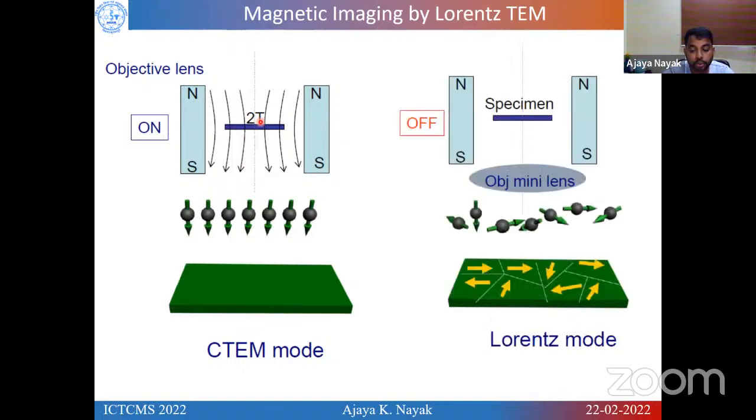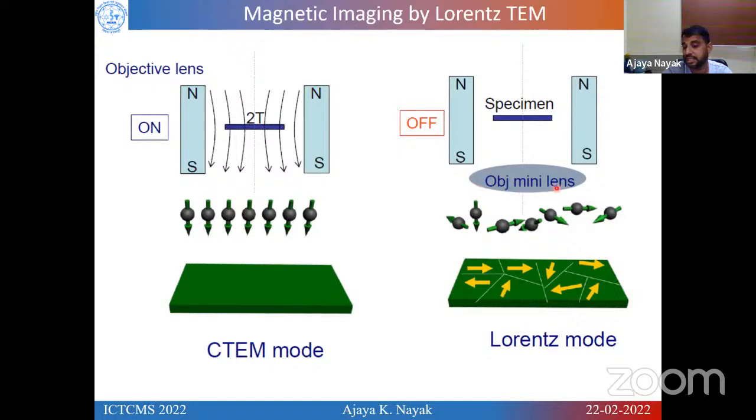So in the case of this skyrmion measurement, we have to switch off the objective lens. But if we switch off the objective lens, how can we do the measurement? How can we do the focusing? In that case, we insert a mini objective lens.